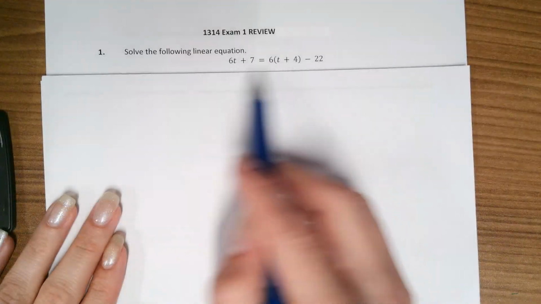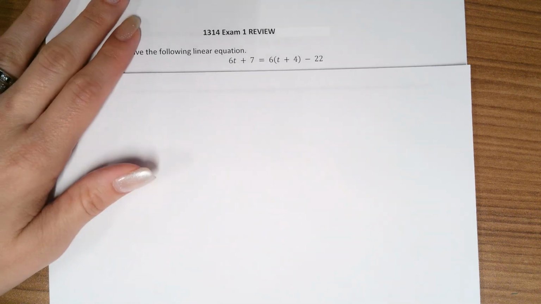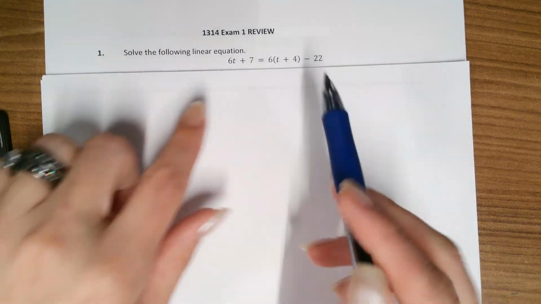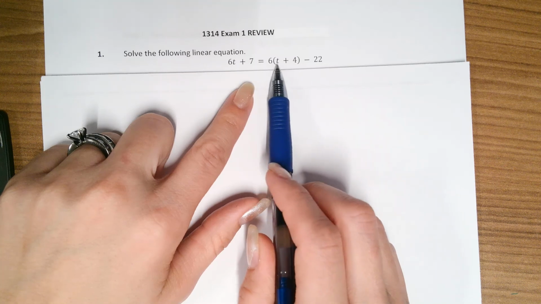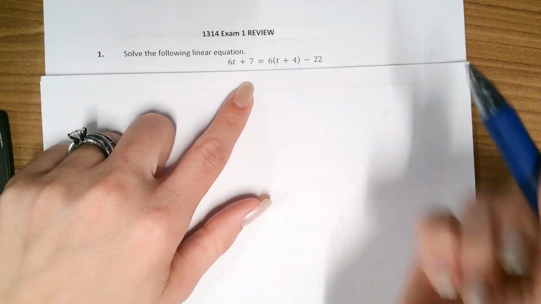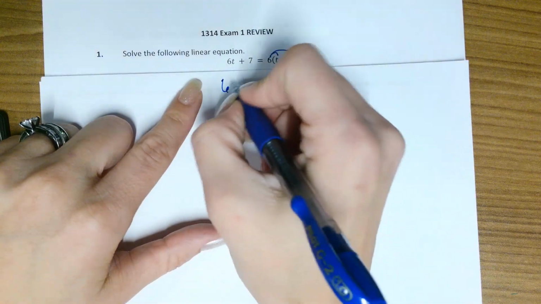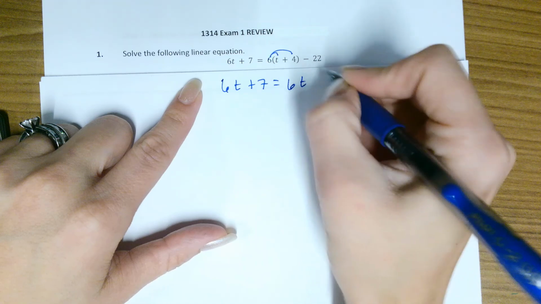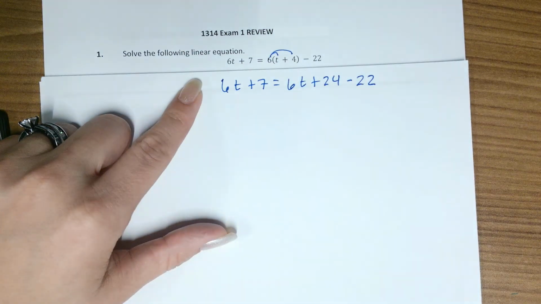It says solve the following linear equation. So our variable here is t. We're trying to get all the t's on the left and all the plain numbers on the right, and we'll add, subtract, multiply, and divide to do that. My goal here is to get all the t's by themselves, and this t is trapped inside, so I'm going to distribute that 6 on the inside. So we're going to have 6t plus 7 equals 6t plus 24 minus 22.